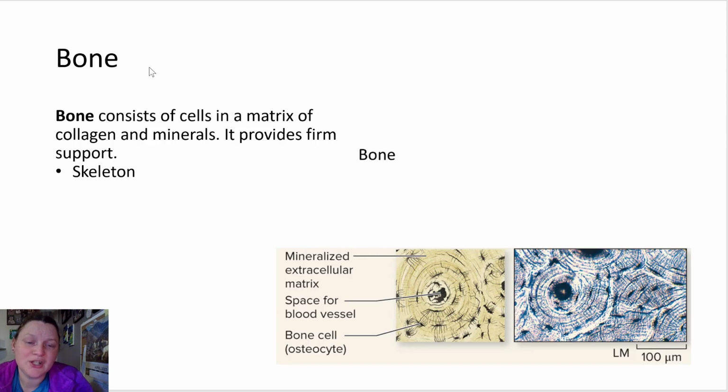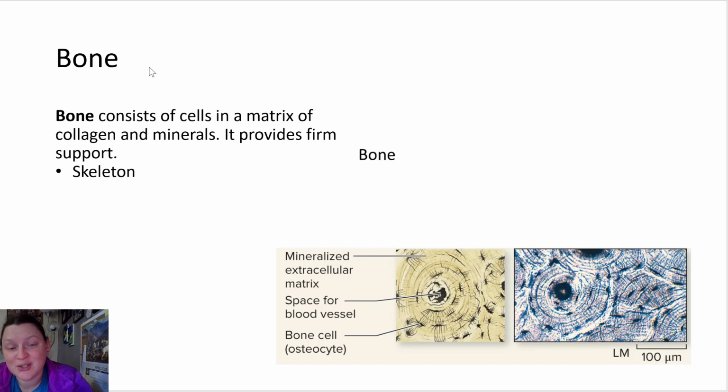Similar to cartilage is bone. Bone consists of cells in a matrix of collagen that is highly mineralized and provides firm support and attachment for our muscle fibers. This makes up our skeleton system.